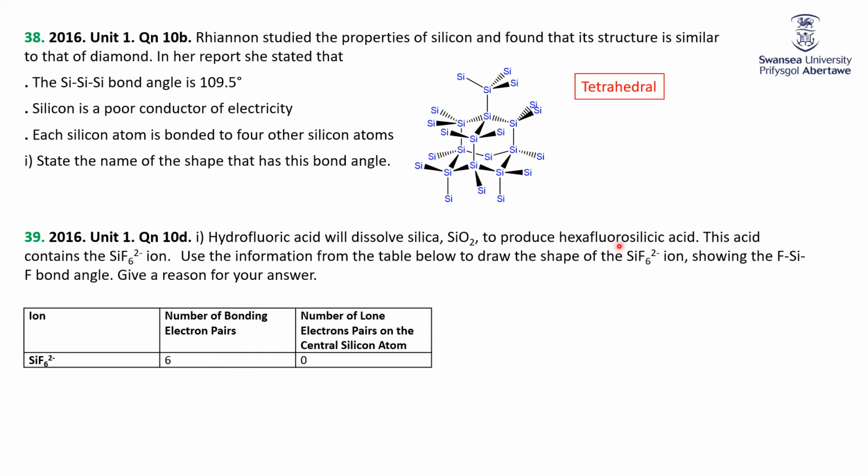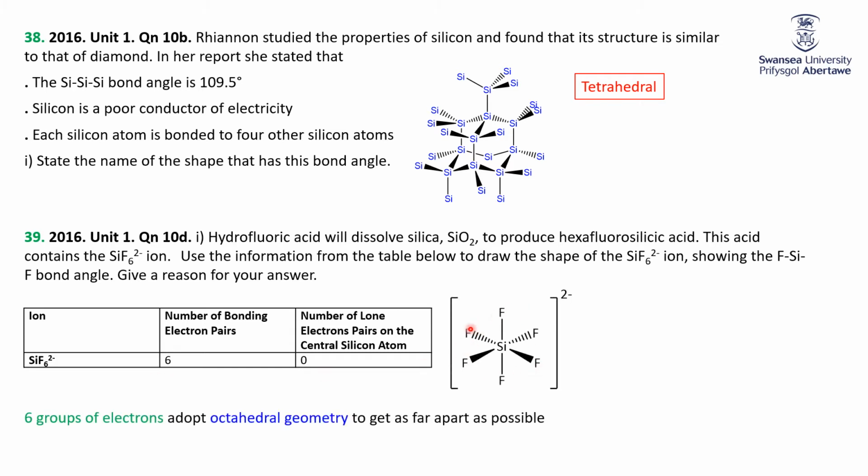Hydrofluoric acid will dissolve silica, and the product contains the SiF6 2- ion. Use the information from the table below to draw the shape of this, showing the angle, and give a reason for your answer. Well, they tell us there are 6 bonding pairs and no lone pairs. So if we think about the silicon, it is just going to have 6 fluorines around it like this. The angles will be 90 degrees.